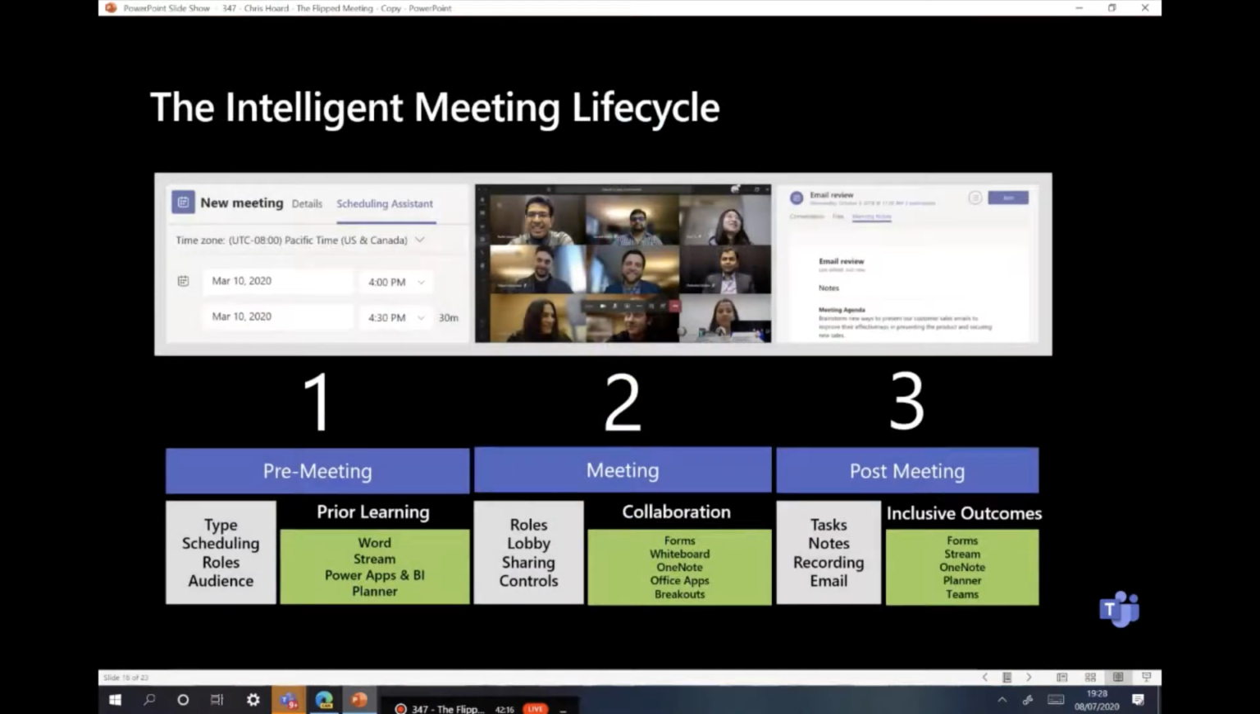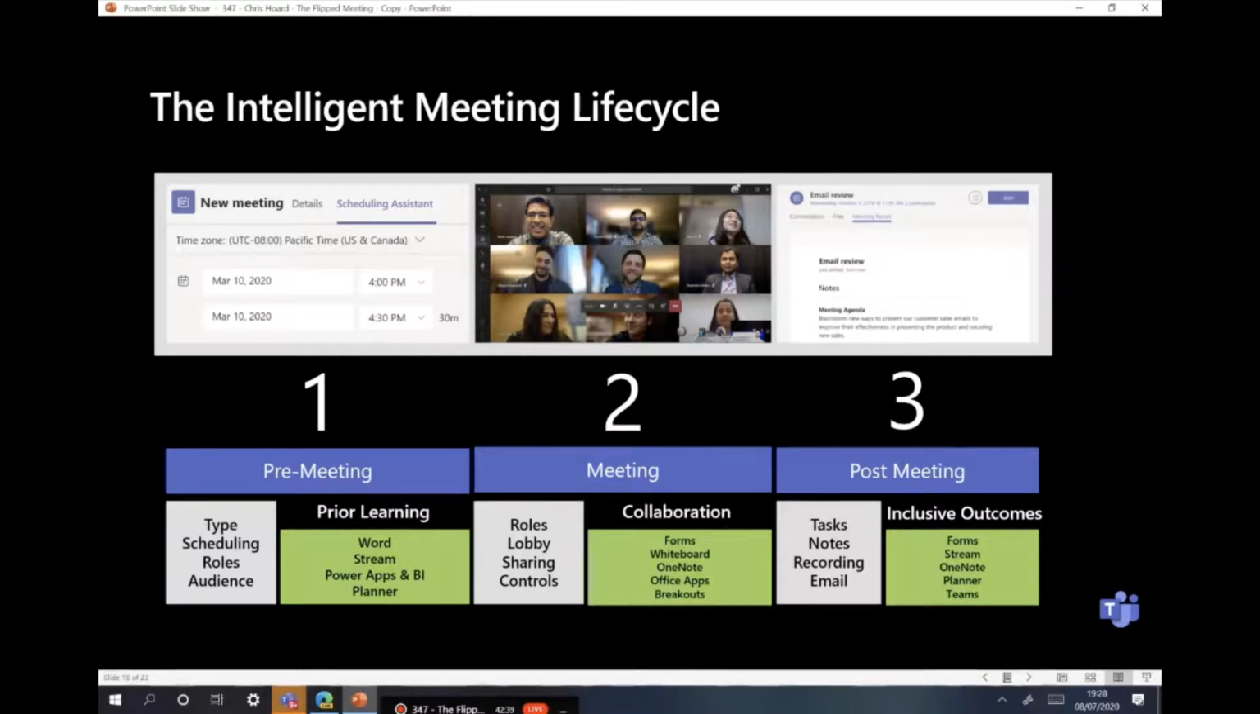So working this into the intelligent meeting lifecycle, we have this idea, going back, of necessity. Should we have the meeting at all? We've got our structure with the intelligent meeting lifecycle, but we can now put in the strategy, the flipped strategy, and inject it into that intelligent meeting lifecycle.